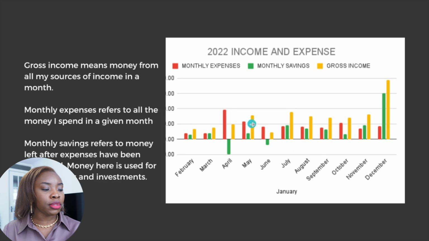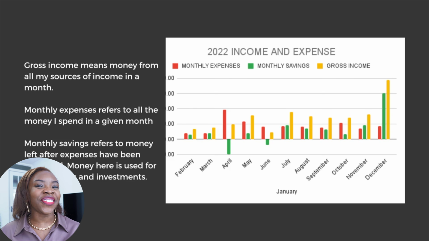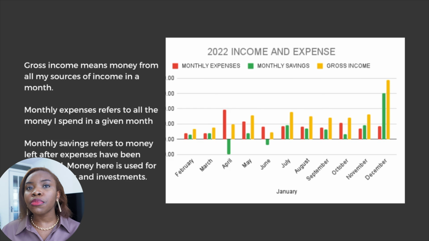So the bars in yellow, that is my gross income. That is all the money that I get from all the different sources that I earn from. Then the bar in red obviously means red. Those are my expenses. Those are the things that I spend on a month-to-month basis, like all the money I spend in a month. That's what each of the red bars represents. Then the green is savings. So that's all the money that is left after I have excluded my expenses.